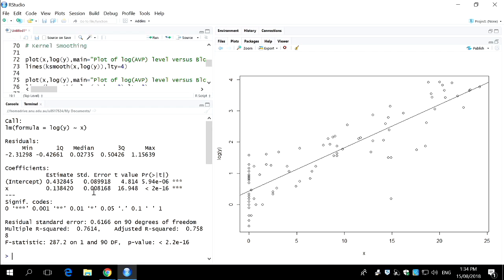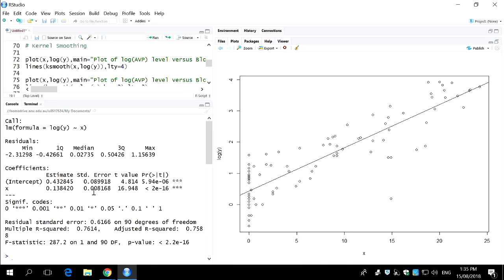Because if this number here, 0.138, is a lot of standard errors away from 0, then it means that your line isn't flat. Because 0 slope means flat line. And if your line is flat, then there's no regression and there's no relationship, or at least no linear relationship between x and, in this case, log y. So the t-statistic here of 16 tells you that you're a long way from having a flat line relationship.